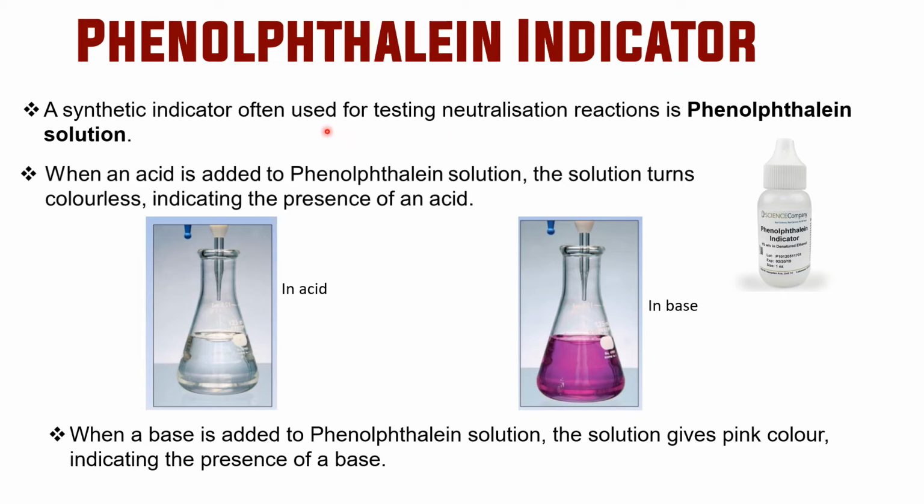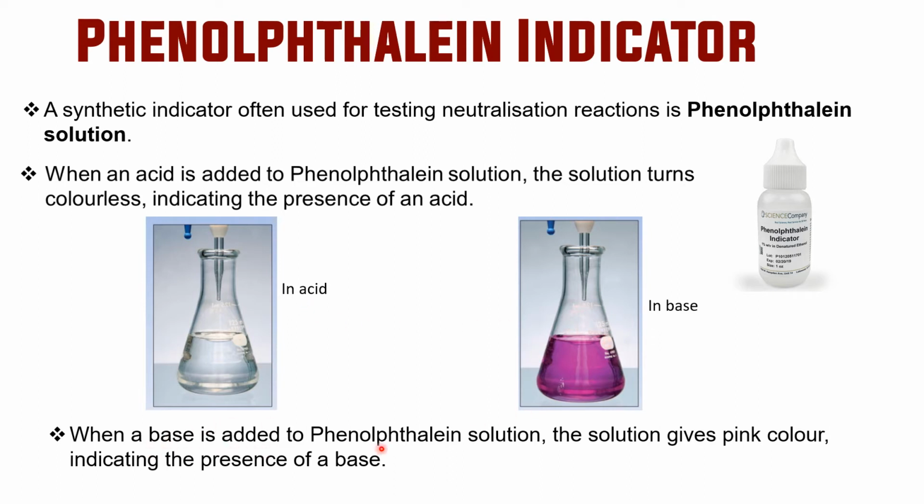We'll see what the color change of phenolphthalein solution is in acidic or basic media. When an acid is added to phenolphthalein solution, the solution turns colorless, indicating the presence of an acid. Colorless means no color. You can see here, this is called colorless. So when it is colorless, that is an acid.